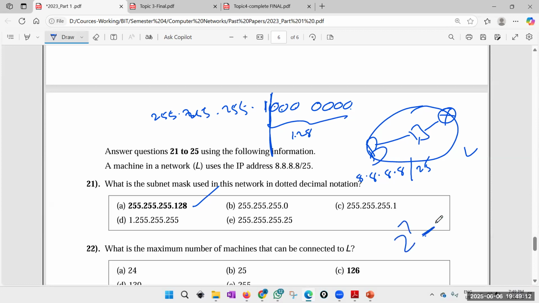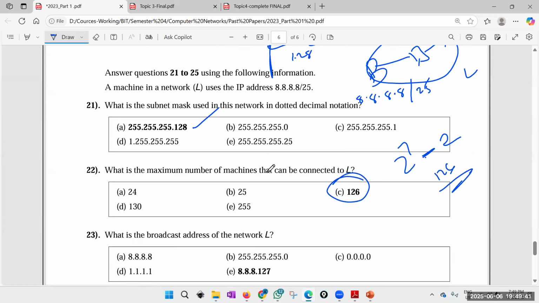But remember, two IP addresses are reserved. One for the subnet ID, the other one for broadcast, minus 2. 2 to the power 1 is 2, 4, 8, 16, 32, 64, 128. 128 minus 2 is 126. Yes, 126, because you have 7 bits to play around with. 2 to the power 7 minus 2.